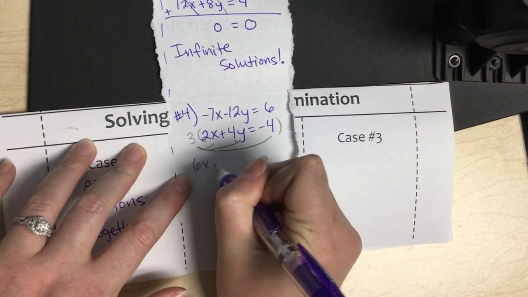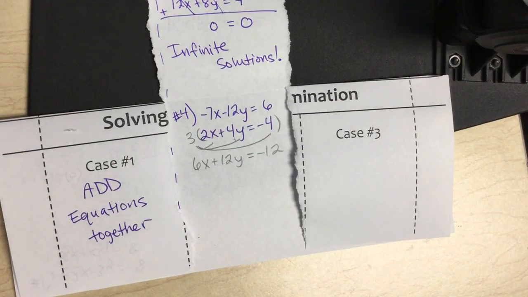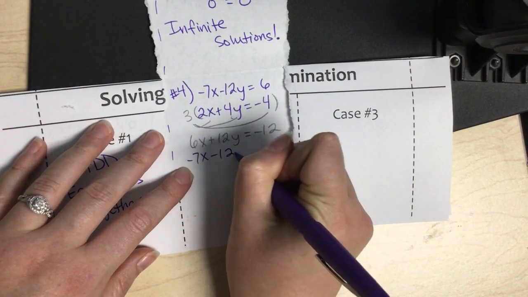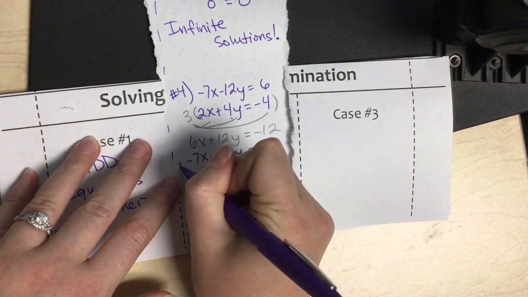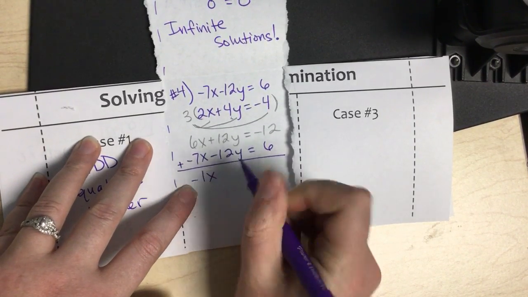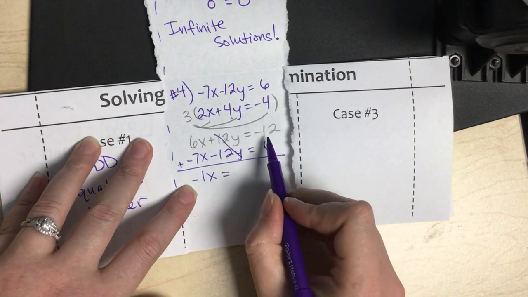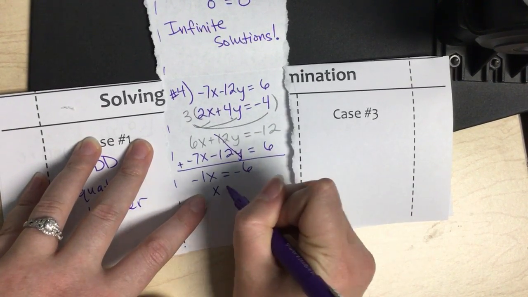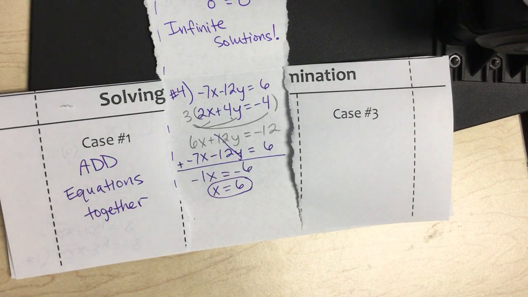This creates a 6x plus 12y equals negative 12. And I'm going to rewrite the top equation for you. Just bringing that top equation down. And now I'm ready to add. All right, so 6 minus 7 is negative 1. 12 minus 12 gives us 0. And then negative 12 plus 6 is negative 6. So I can divide to see that x equals 6.